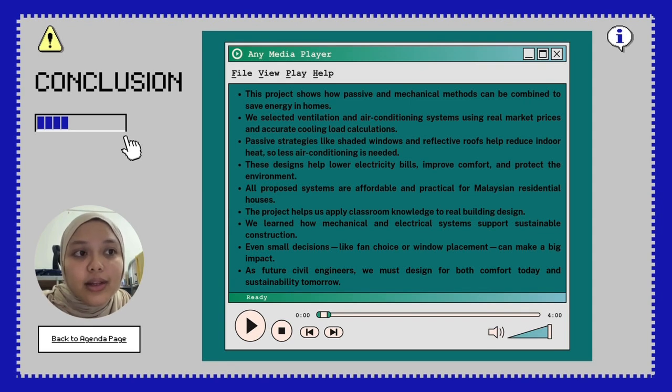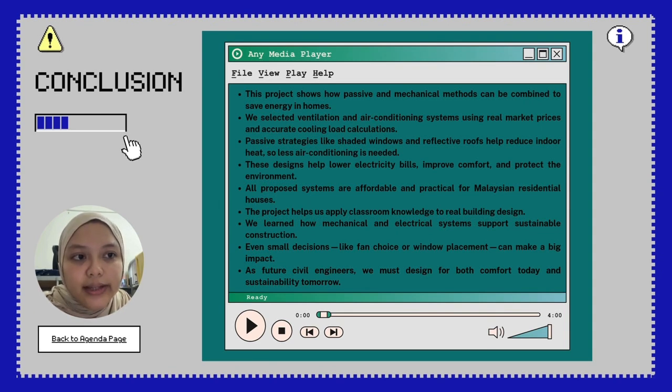The system and design we propose are affordable and practical for typical Malaysian homes. They prove that sustainable building is not only possible but also realistic and cost effective. This project helps us apply what we learn in class to a real situation. It shows how mechanical and electrical systems can work together to support green design in the construction industry.